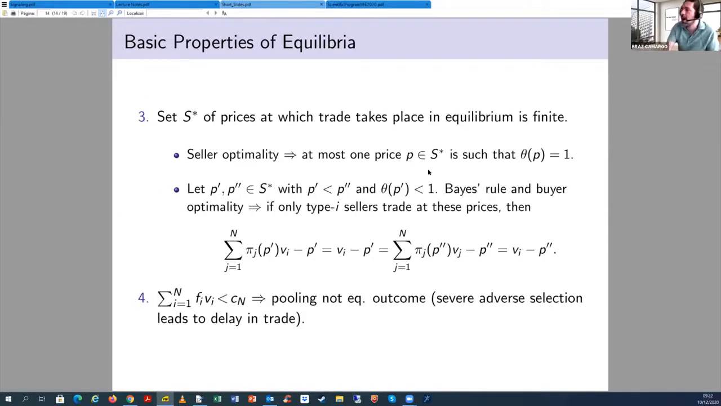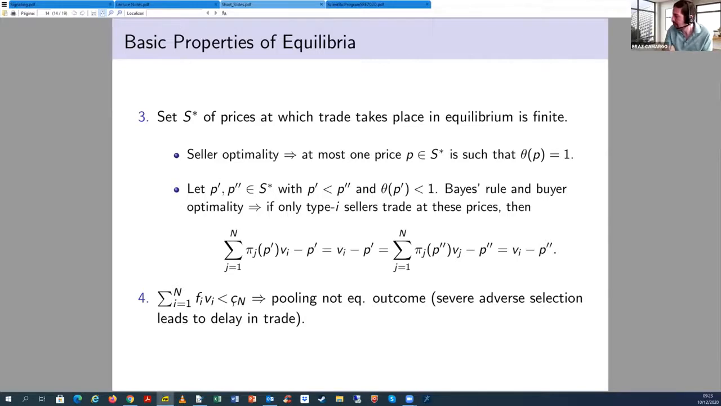Okay. Now, a consequence of this property number 2 is that the set of prices at which trade takes place in equilibrium is finite. Okay, so let me skip the intuition for this. And finally, the result that I want to emphasize is that if the average quality of the good, the value of the good to buyers in the population, is smaller than the cost of the highest seller of parting with this good, that's a situation that we call severe adverse selection. This implies that the equilibrium has to be pooling. Okay, again, the pooling outcome is not an equilibrium outcome.